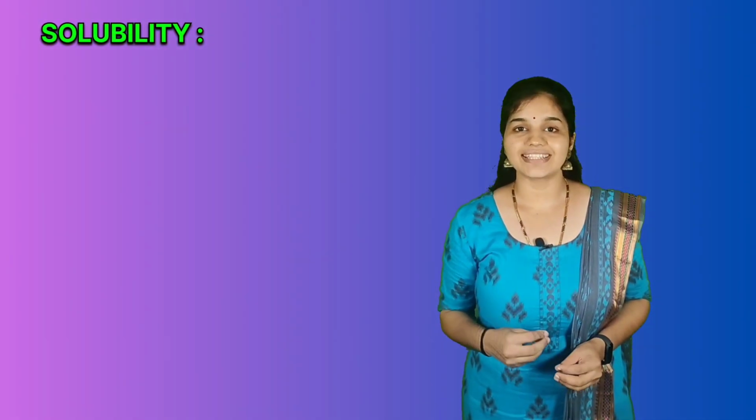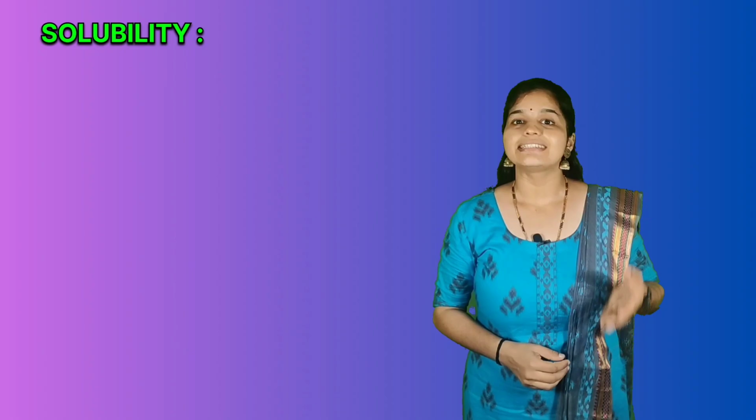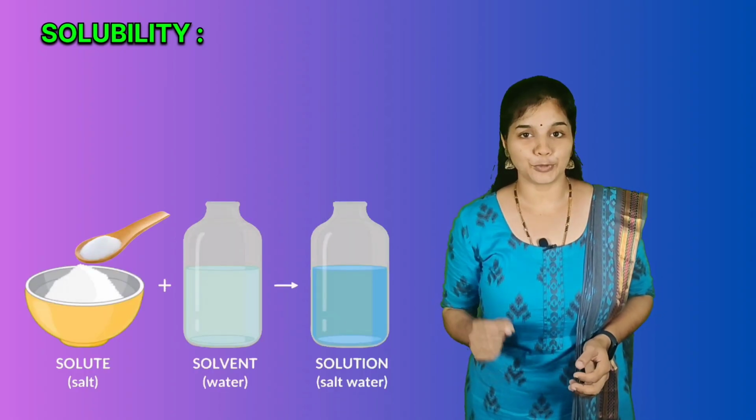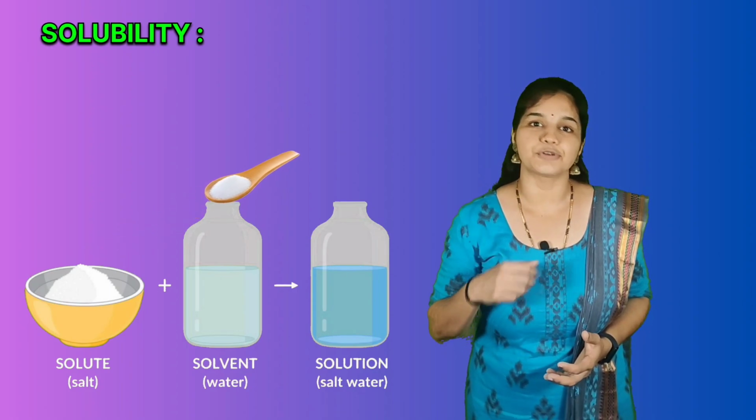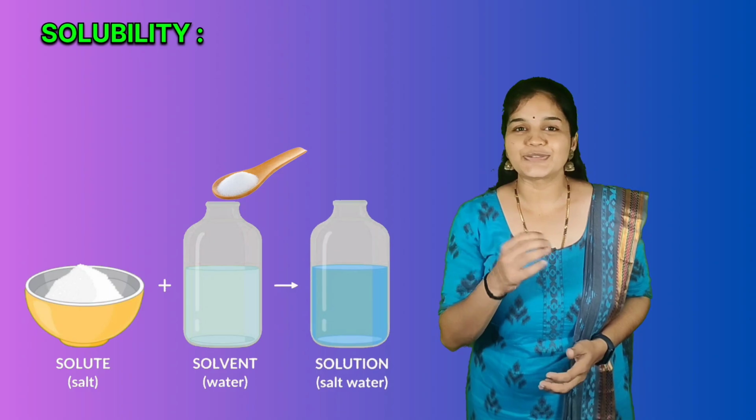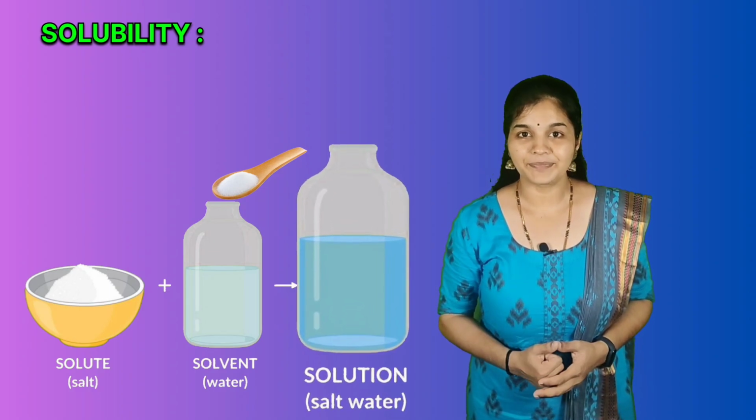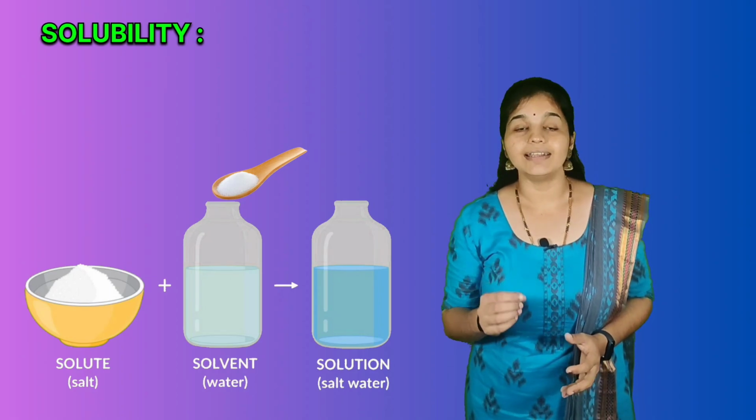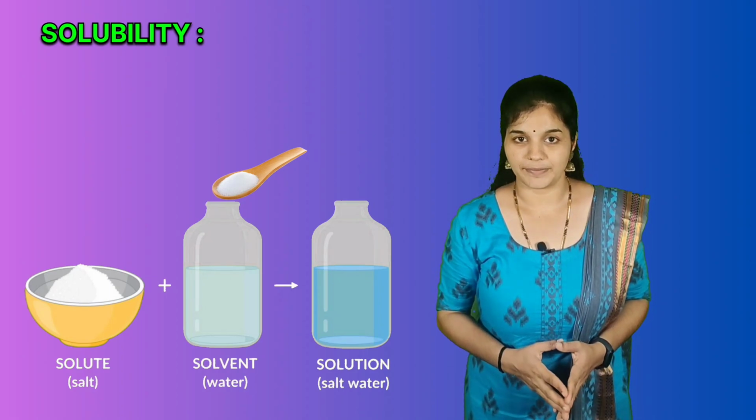Now we shall consider a situation. Take a glass of water in your hand. Add 1 spoon of salt into it. Dissolve. What you are going to get by doing this? Salt solution. Am I right? Here salt is a solute and water is solvent.